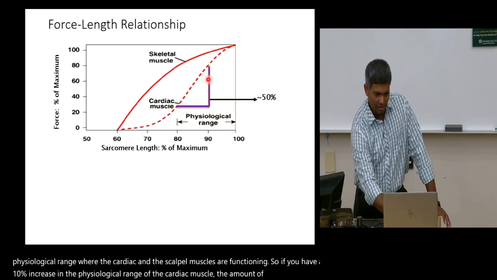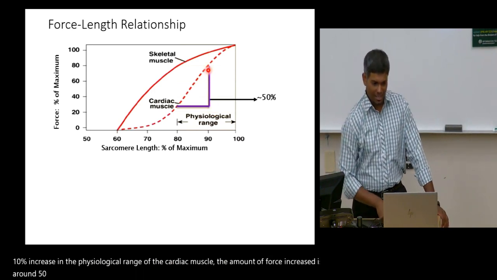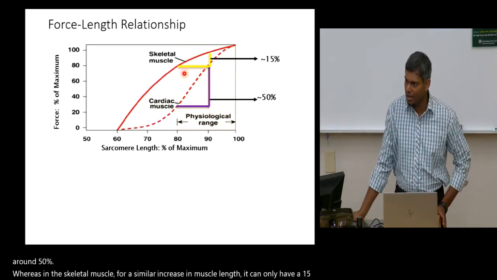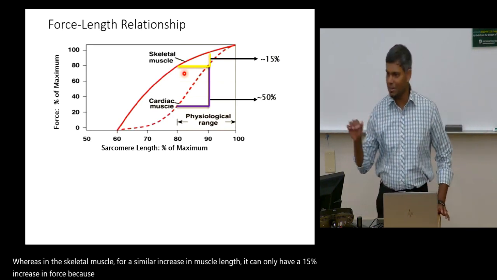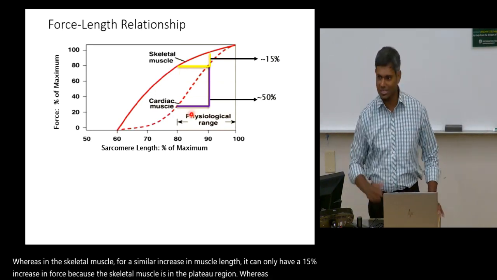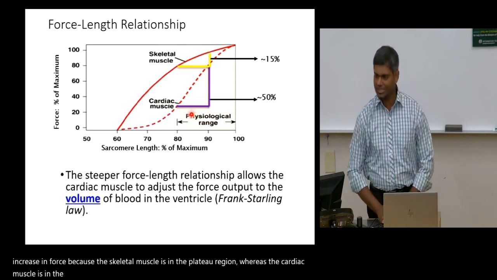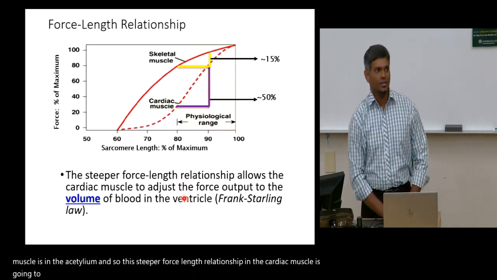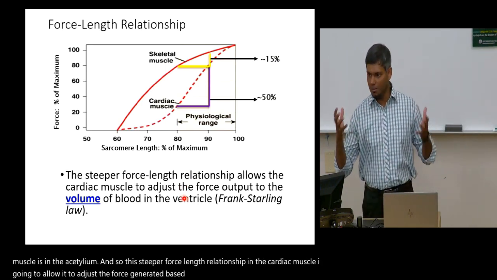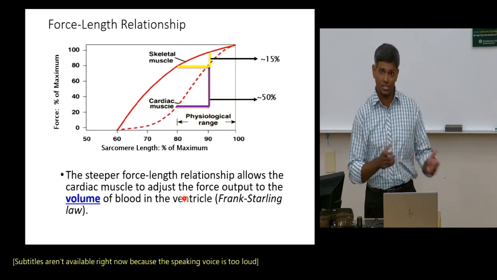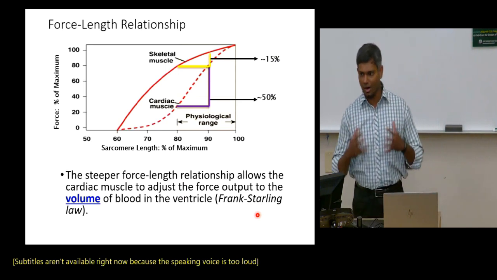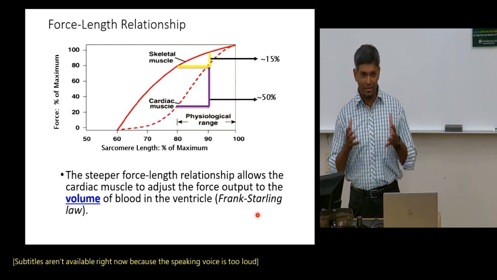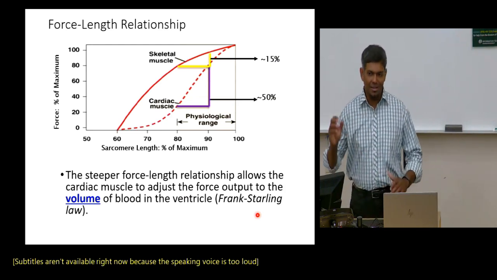If you have a 10% increase in the physiological range of the cardiac muscle, the amount of force increase is around 50%, whereas in the skeletal muscle, for a similar increase in muscle length, you only have a 15% increase in force, because the skeletal muscle is in the plateau region, whereas the cardiac muscle is in the ascending limb. This steeper force-length relationship in the cardiac muscle allows it to adjust the force generated based on how much blood is filling the ventricles. This is known as the Frank-Starling law, where the cardiac muscle will produce as much force as dictated by the end diastolic volume. So this is kind of like a rubber band.